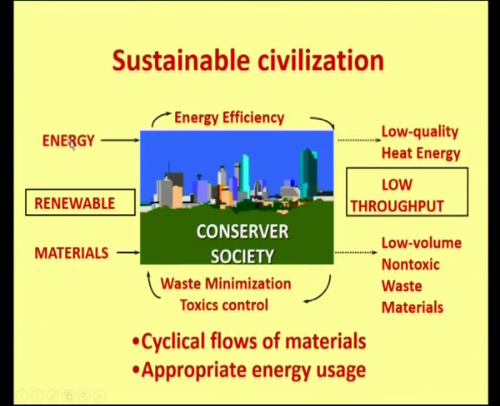And now, the sustainable civilization, how does it behave? Energy is given, but it is given out as low quality heat energy, that means, less heat is produced, and mostly it is using renewable resources, that is wind, solar, etc. And so, the throughput is also low, and the materials are taken, and low volume non-toxic waste materials are given out, and therefore, the process is somewhat refined. This is also industry, the previous one is also industry, but it is somewhat better industry. Therefore, energy efficiency is attained, and here there are cyclical flows of materials and appropriate energy usage, and so it is a modern industry, and it is a conservation society with waste minimization and toxic control. Therefore, the previous one is the consumer and this one the conserver.